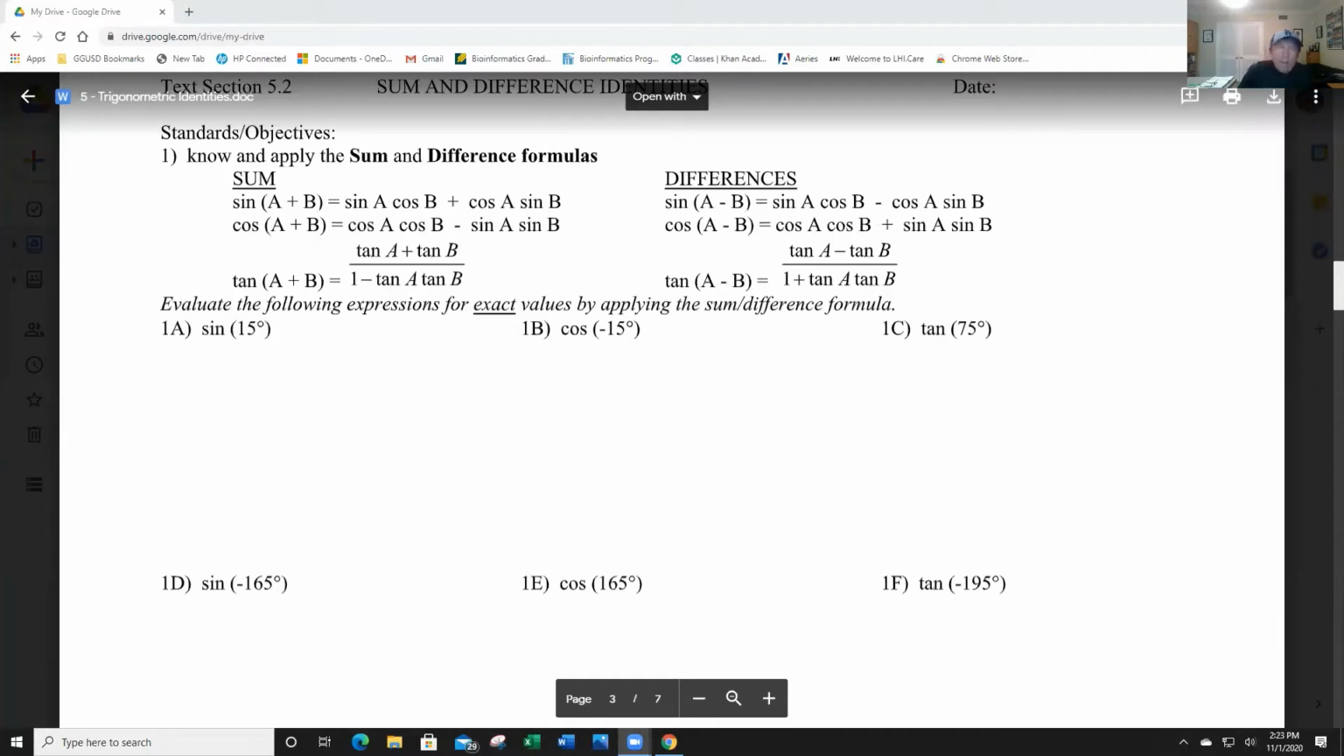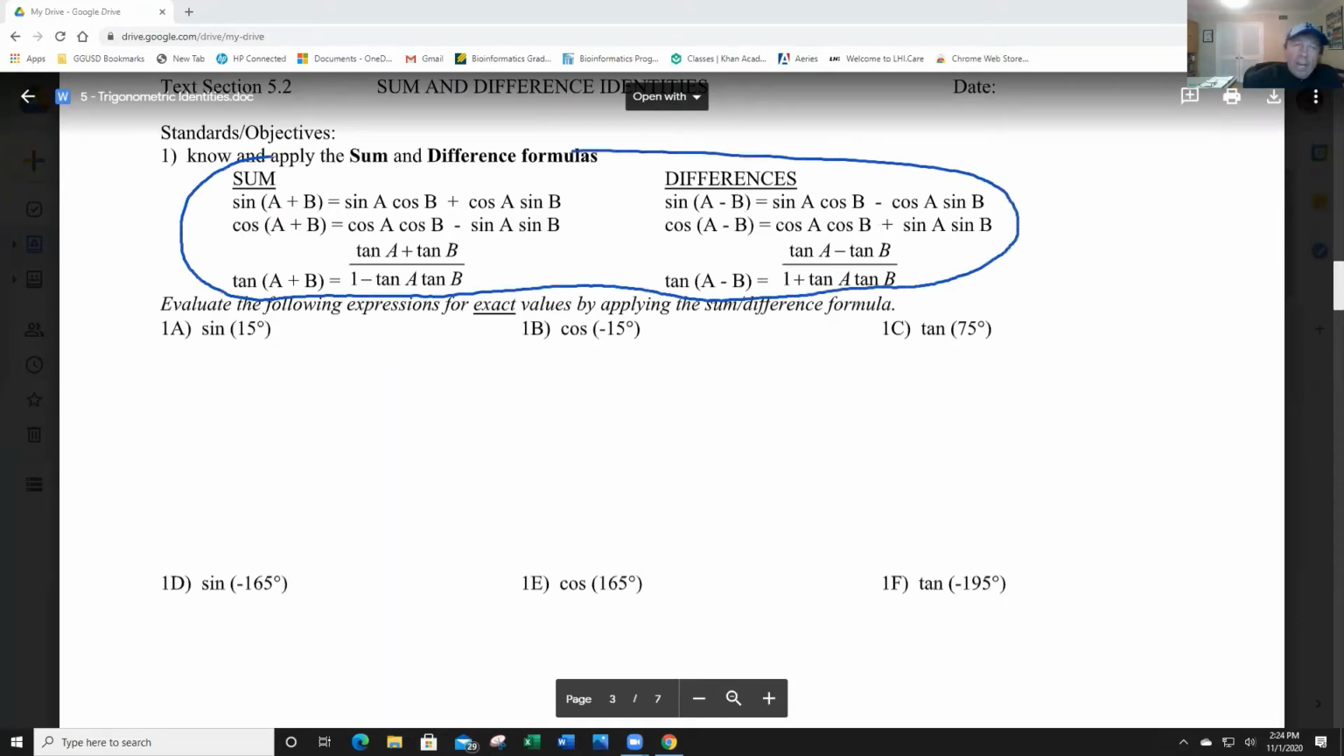We've got section 5.2, sum and difference identities. You're going to need to memorize these, or if you have a really nice teacher, they'll let you write them down. You also have to access prior knowledge of your 45-degree angles of sine, cosine, and tangent, your 30-degree angles of sine, cosine, and tangent, and your 60 degrees of sine, cosine, and tangent. You're going to have to access all of those as well. So let's start here.